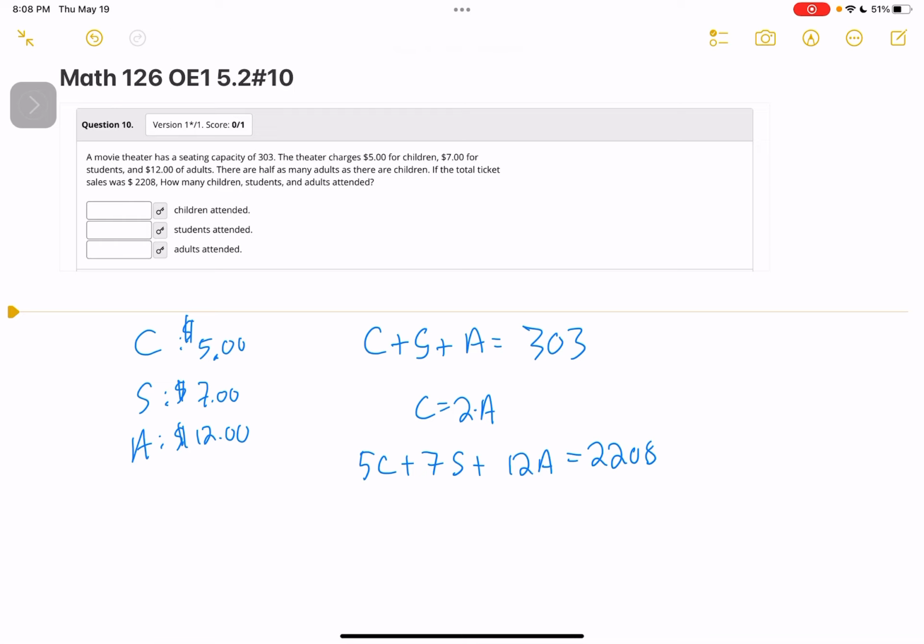There are half as many adults as there are children. If the total ticket sales was $2,208, how many children, students, and adults attended?